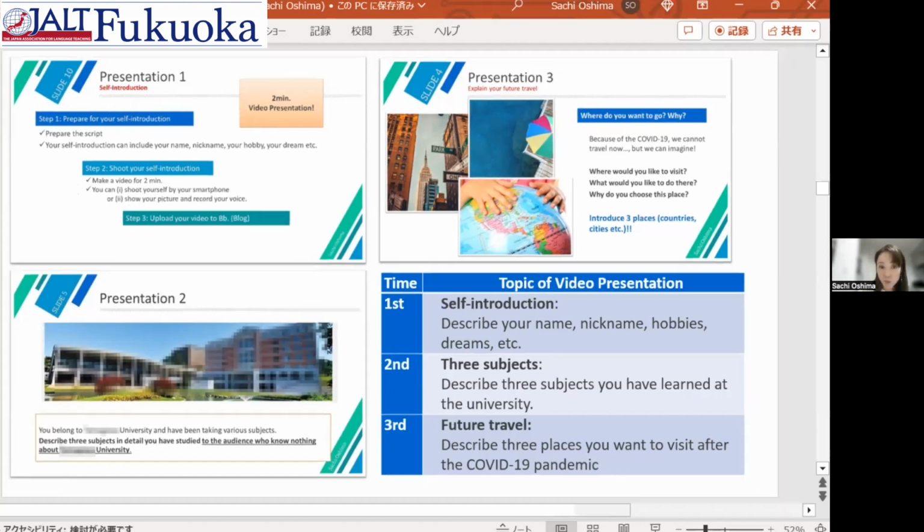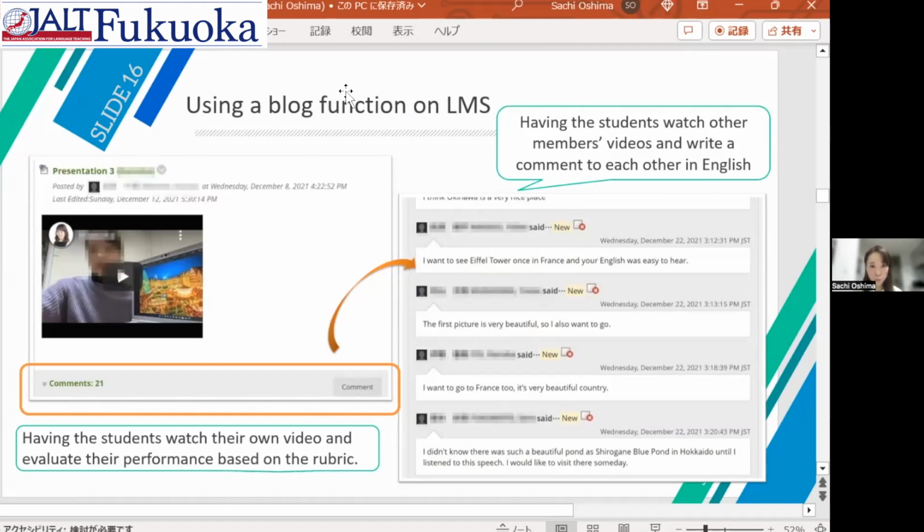Okay, and how the students made comments to each other is like this. This is a screenshot of the LMS, and for privacy purposes, I erased the faces and names, but you can see the image. There are 22 students. So having the students watch their own video and evaluate their performance based on the rubric, and then having the students watch the other members' videos, so the other 21 members' videos, and write comments to each other in English. So this student got the other 21 students' comments.